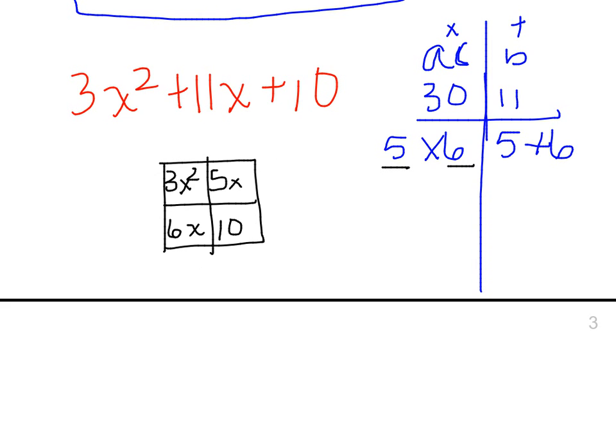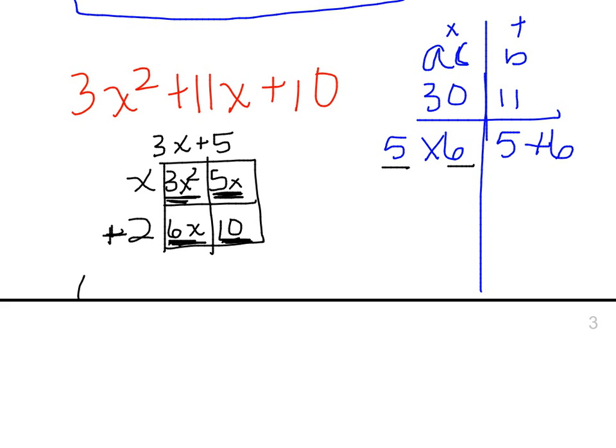Alright, so the greatest common factor of 5x and 10 is just the number 5. The greatest common factor of 3x squared and 6x is, we've got the 3 and you also have the x. Now because this is a positive, we put plus here. The greatest common factor of 3x squared and 5x is just x. They both have x, and there's nothing that goes into both 3 and 5, so it's just x. The greatest common factor of 6 and 10 is 2, because 2 goes into both of them. We'll say plus 2 since it's a positive 2.